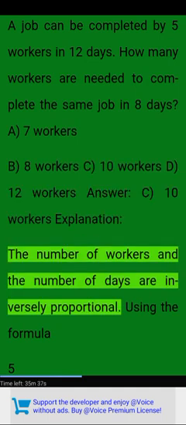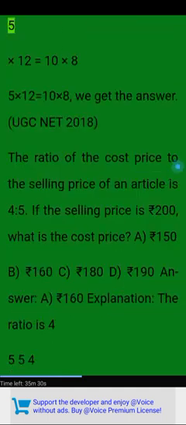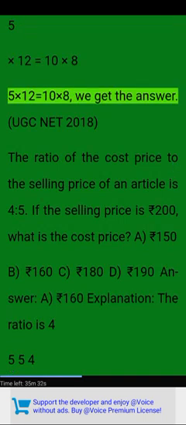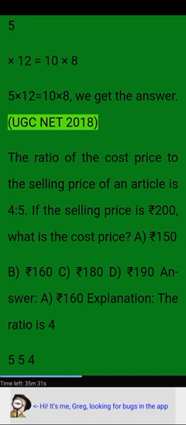The number of workers and the number of days are inversely proportional. Using the formula, 5 times 12 equals 10 times 8. We get the answer. UGC NET 2018.